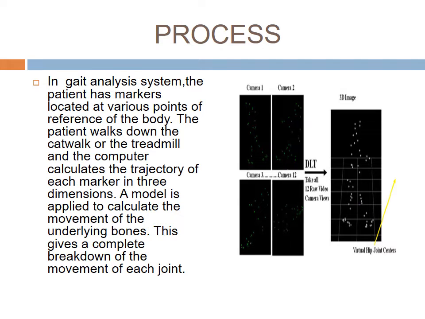Process. In gait analysis system, the patient has markers located at various points of reference of the body. The patient walks down the catwalk or the treadmill and the computer calculates the trajectory of each marker in 3 dimensions. A model is applied to calculate the movement of underlying bones. This gives a complete breakdown of the movement of each joint.